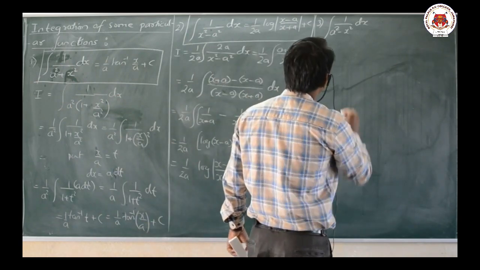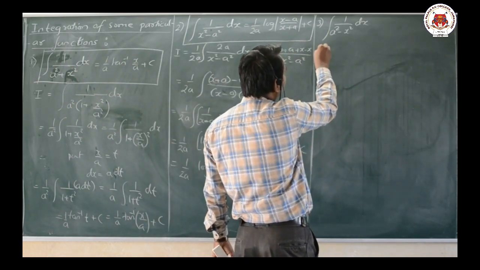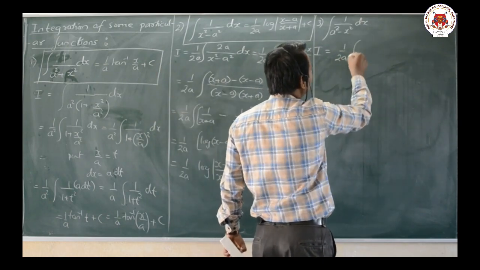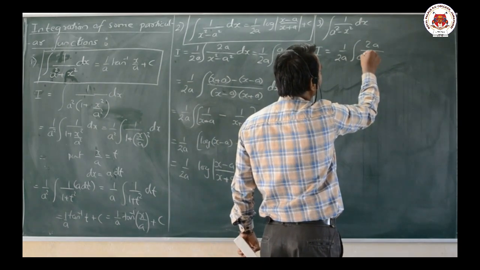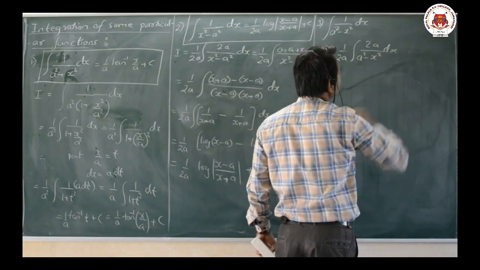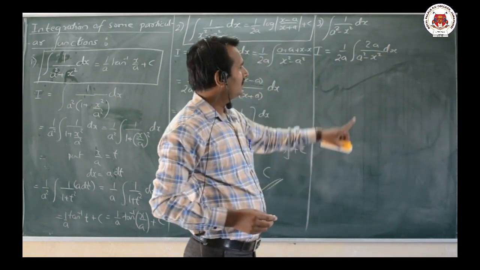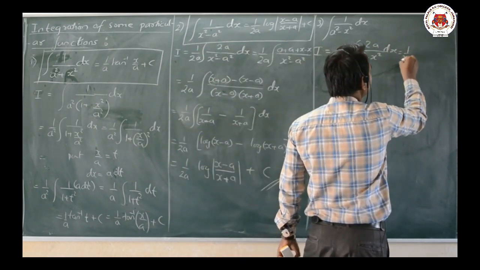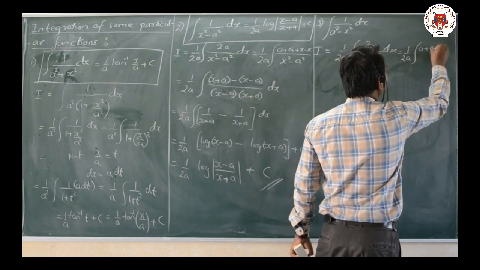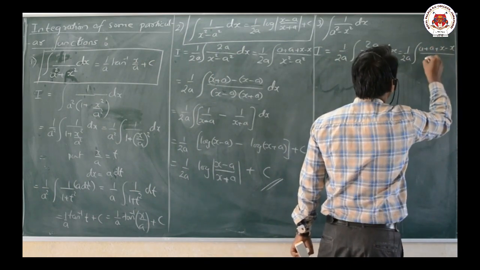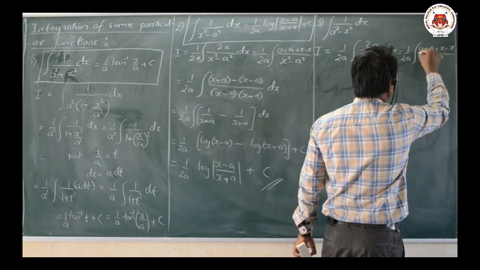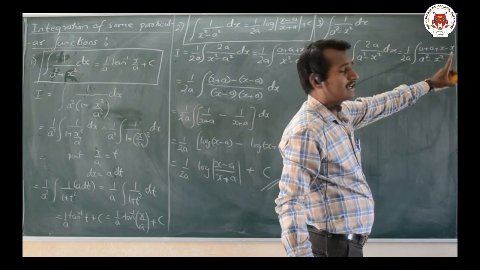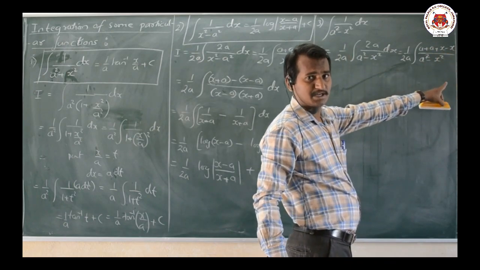Now here what I will take is let I be equal to the integral. Here also I have to take I. Again I will multiply and divide by 2a, divided by a square minus x square dx. Now here what I can do is, 2a I can write as 1 by 2a into a plus x minus x, whole divided by a square minus x square. This a square minus x square I can write as a plus x, a minus x.